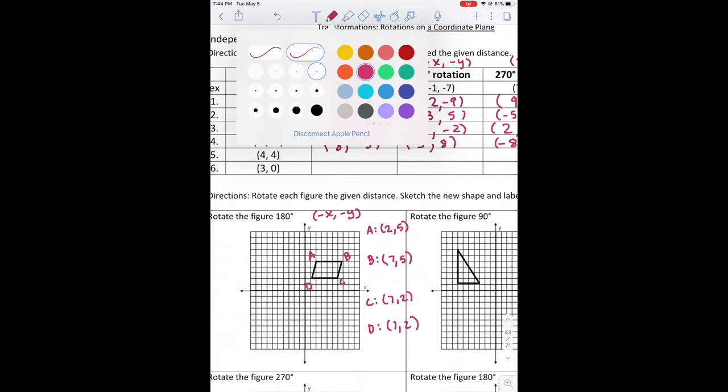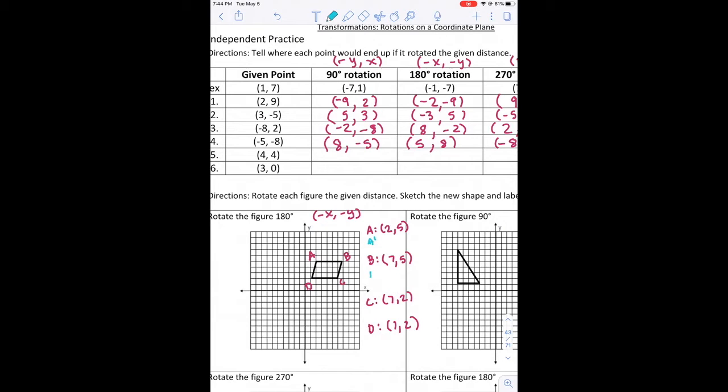Now I want to perform the rotation. So I need an A prime, a B prime, a C prime, and a D prime. And I know I'm going to keep these numbers in the same spot, but I'm going to take the opposite of each one. Pause the video, see if you can come up with what the new coordinates should be. So you should have gotten (-2, -5), (-7, -5), (-7, -2), and (-1, -2). So we're taking the opposites of all those numbers. Now pause the video and graph that.